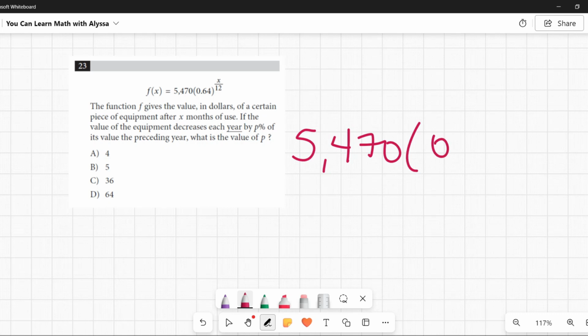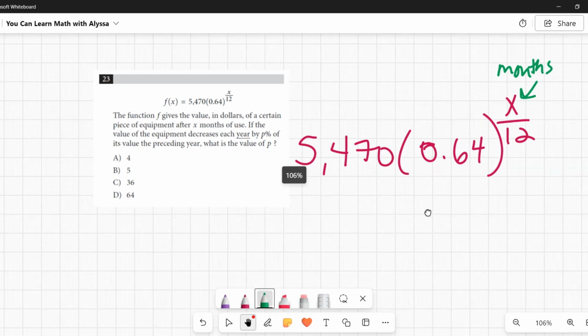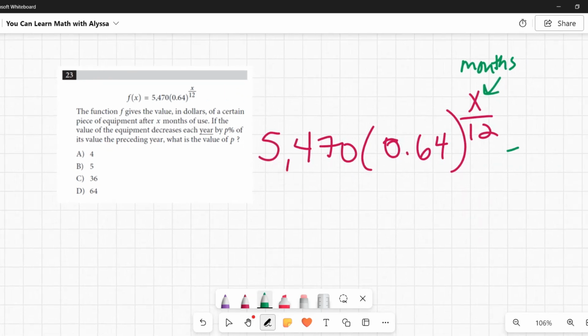5,470 times 0.64 times x to the power of 12. And we are told x is the number of months, and that if I do this math, I will get the value in dollars, the value of this. And I'm also told the value decreases each year, and they're underlining this.